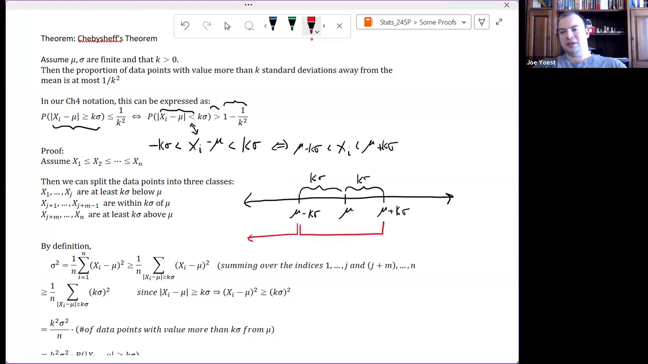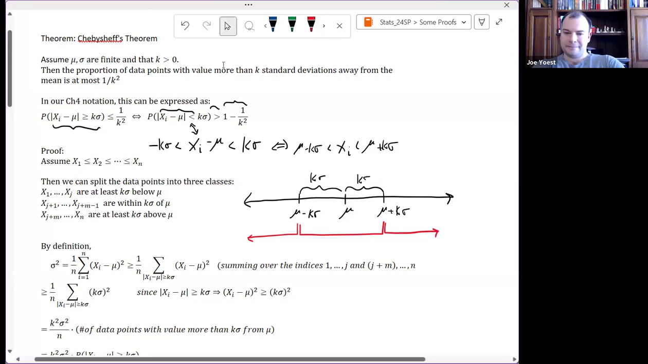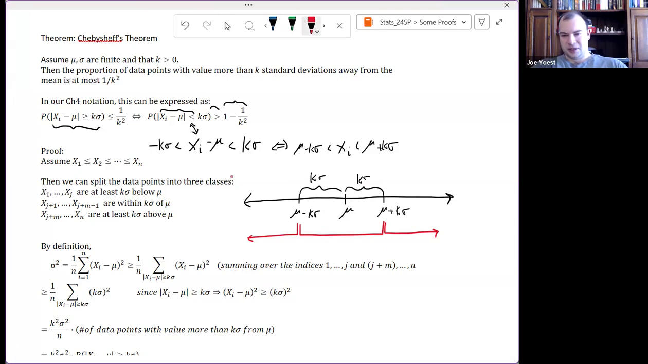One region that is within k standard deviations of the mean, between mu minus k sigma and mu plus k sigma. And a third region that is more than k standard deviations above the mean, where the value is above mu plus k sigma. So these are x1 through xj, xj plus m through xn, and whatever this one is, xj plus 1 through xj plus m minus 1. So those are our three classes.